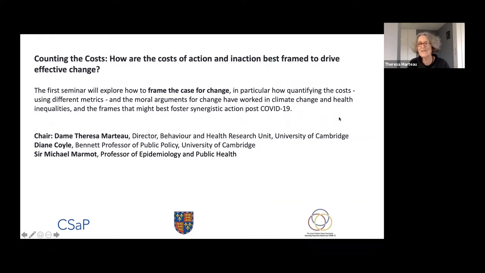Turning now to Michael Marmot, who is a professor of epidemiology and public health at University College London. Also, he directs the UCL Institute of Health Equity. And Michael has led on four very important reports over the last 12 years, starting off in 2008 with the WHO Commission on the Social Determinants of Health. That was called Closing the Gap in a Generation.